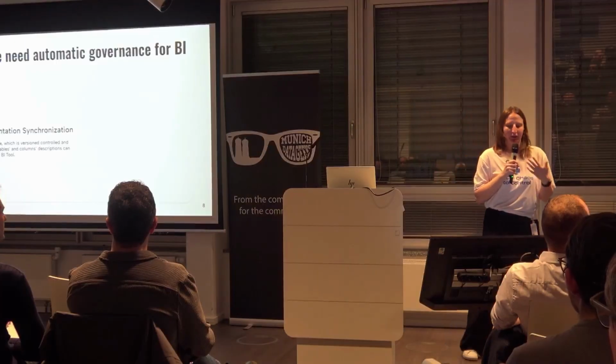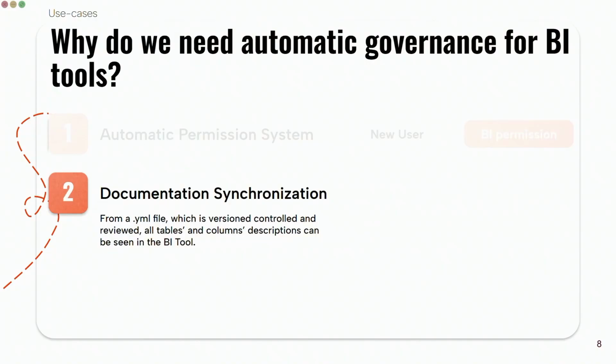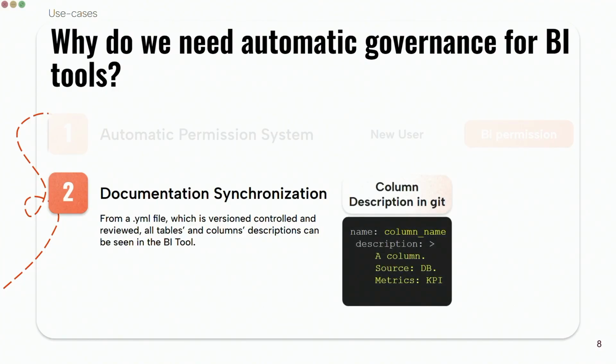Another thing is documentation synchronization. Documentation is super important for everything. And I don't like to copy and paste. So I would not copy and paste all the documentation to every single place that we have. We write the documentation once, and this is synchronized everywhere, including Metabase. We do the documentation in a YAML file, and this is version controlled, of course, in GitLab, and then everything is synchronized through the BI tool, to be shown in Metabase. One simple example: we have a column, and then we have a simple description in the YAML file.